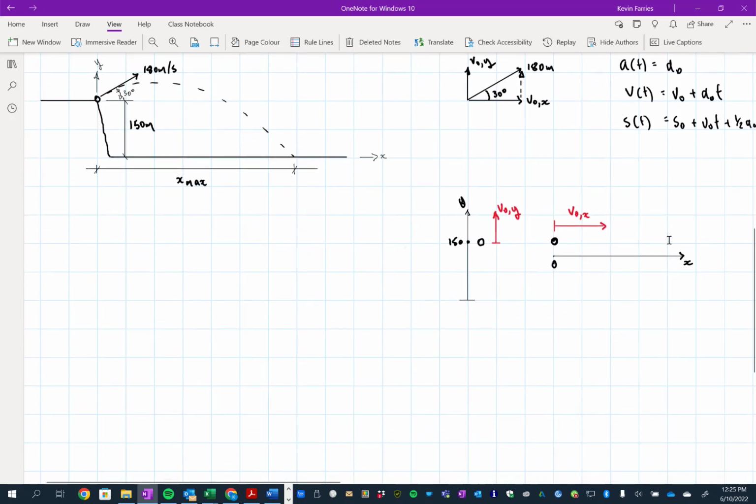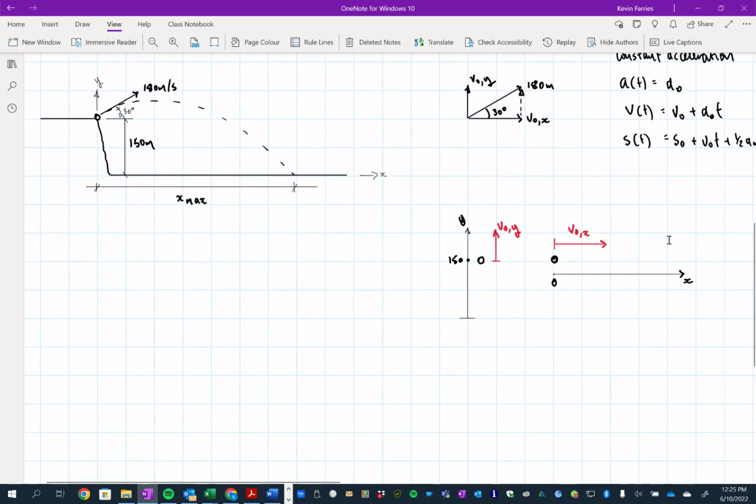So let's work through that. The first thing we need to sort out is what these components are. So we need to separate this velocity vector into its x and y components. Let's do the x first, constant velocity and all that. Let's write out what we're doing: equations of motion in the x direction, and then over here we'll have the y direction.